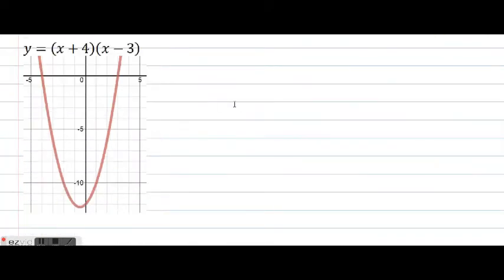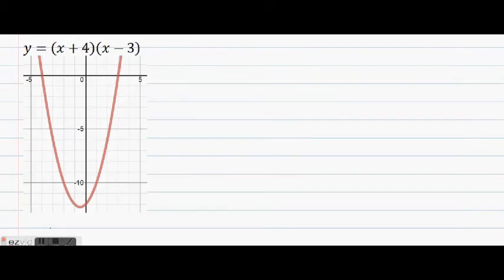Alright, so now let's look at this graph. Don't worry, you're not graphing anything yet. But y equals x plus 4 times x minus 3. I want you paying very close attention to where this graph crosses the x-axis. This right here is the x-axis. I want you paying close attention to where it's crossing the x-axis.